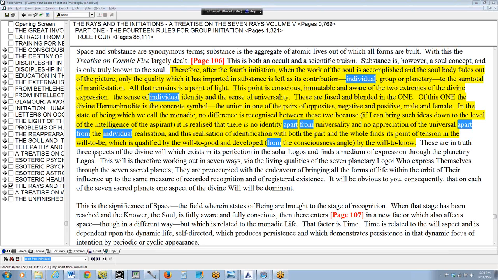All that remains is a point of light. This point is conscious, immutable, and aware of the two extremes of the divine expression. Here it is. This is what I'm talking about. The sense of individual identity and the sense of universality.